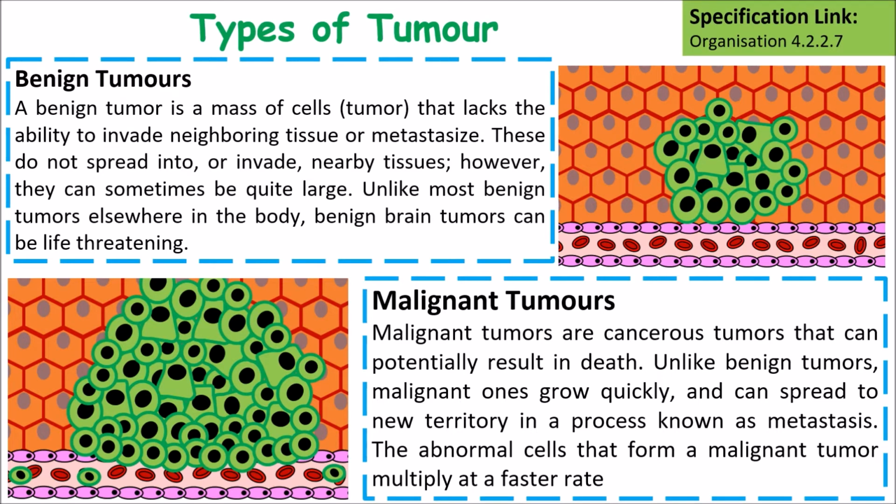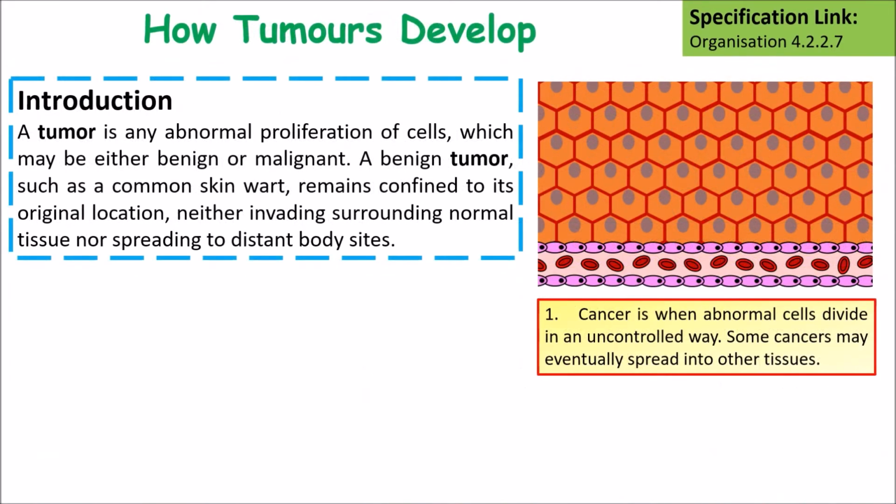Malignant tumours are cancerous tumours that can potentially result in death. Unlike benign tumours, malignant ones grow quickly and can spread from one place in the body to another relatively quickly. A tumour is any sort of abnormal proliferation of cells, which may be either benign or malignant.